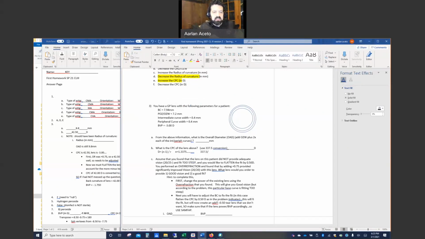Now, assume that you found, this is a cool one, you'll find this on the NCLE, assume you found that the lens on this patient did not give adequate vision because we've got to do an overrefract. Despite the fact it has the doctor's prescription, despite the fact that we're flawless in our execution, sometimes you put a lens on that you think is going to work and you still have to add plus a half, add minus a half to make it see better. But not only do they not see well, it's fitting too steep. So you'd like to flatten the fit because not only do they not see well, but they don't fit well. And you have to do them in 2 separate steps.